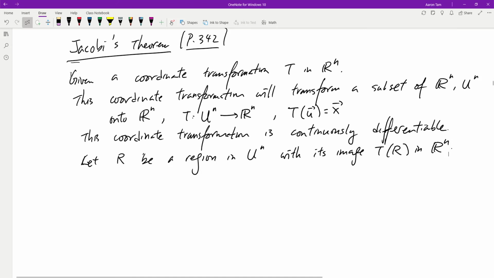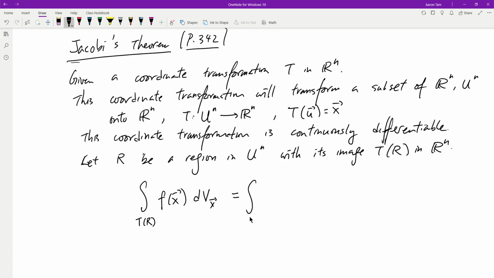The Jacobian theorem states the following. Once you have all this set up, if we take the integral over the region T of R, which is in Rn, of the function f of vector x, because vector x is in Rn as the output of the transformation, dv in the vector x dimension, so in this case dv is basically d vector x, this integral can be rewritten into the coordinate system vector u.